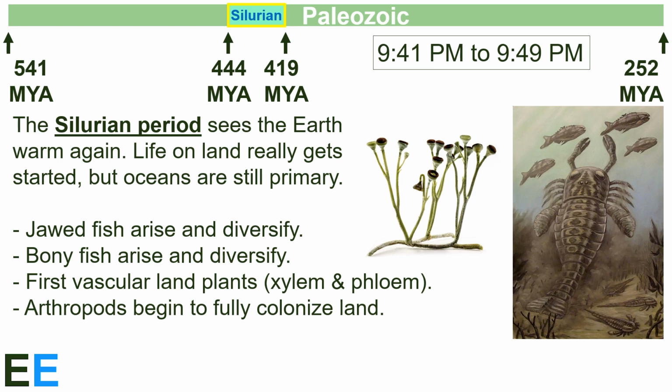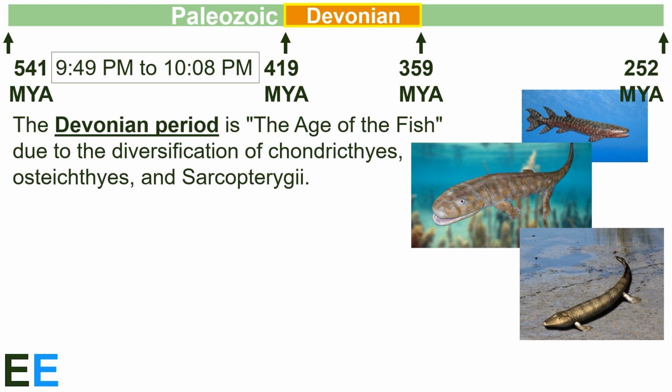Prior to the Silurian, the best evidence we have for arthropods on land is their tracks. But beginning with the Silurian, there are fossils of individuals in the rocks we study. The Devonian period is the age of the fish, due to the massive diversification of chondrichthyes, osteichthyes, and sarcopterygii. These are the 3 major groups of fish we see today.